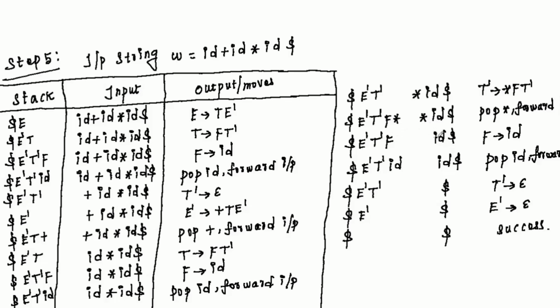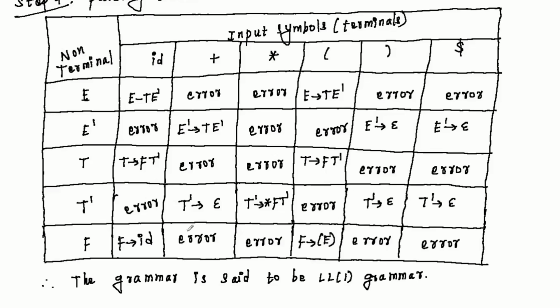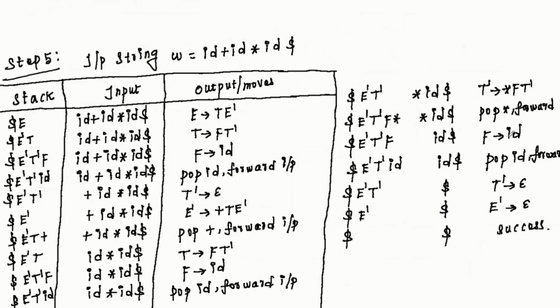Compare F ID. F ID is F tends to ID. Here you write F tends to ID. By replacing capital F, substitute ID. Then dollar E dash T dash ID. Input symbol ID dollar. Compare ID, pop ID, forward input. You will get the stack symbols dollar E dash T dash and the input symbol going to be empty.